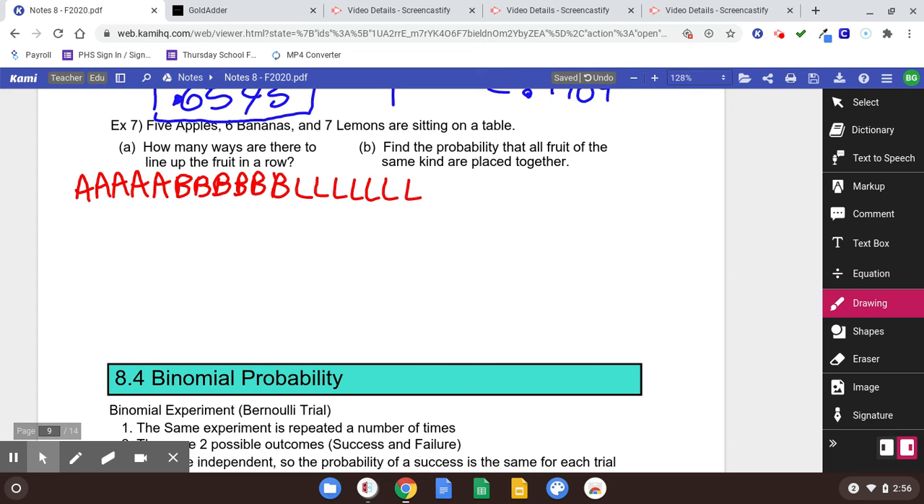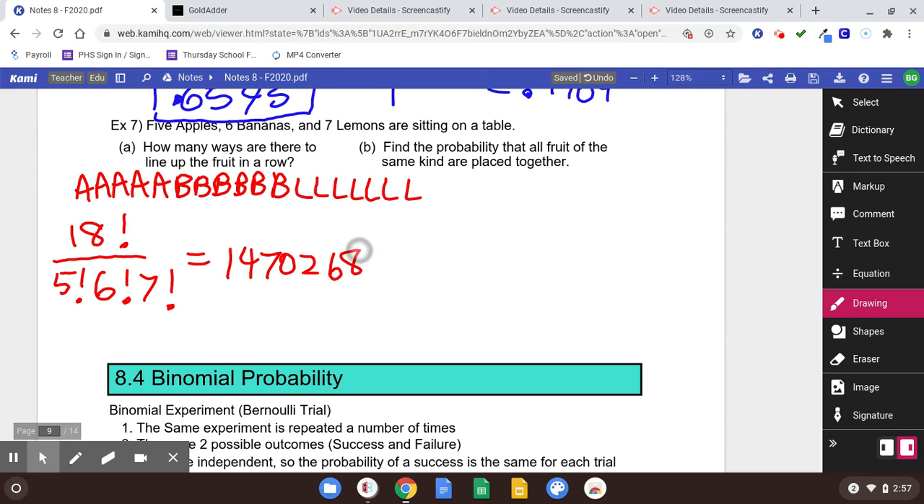So this is the same thing as the Mississippi question. They're indistinguishable, and we're going to figure out how to shuffle the letters or the fruits. So how many different ways? There are 18 fruits. And if they were all different, the answer would just be 18 factorial. But we're going to divide off the number of ways of shuffling the apples and the number of ways of shuffling the bananas and the number of ways of shuffling the lemons. So once you type that in, and again, we've done this before, we get 14,702,688.